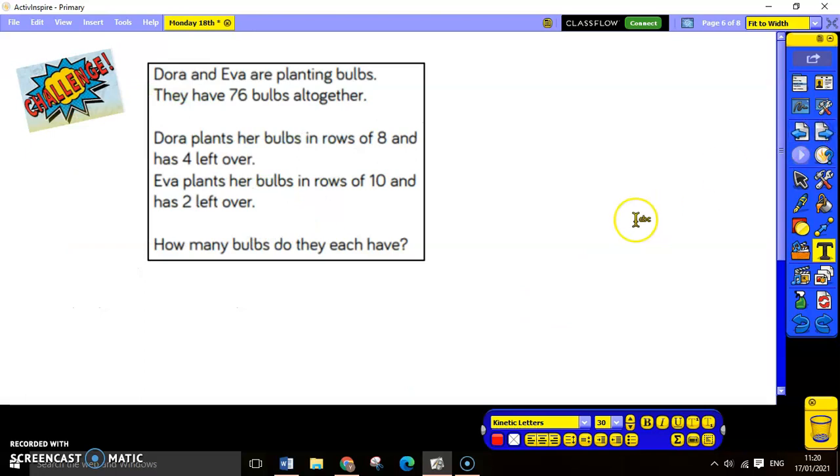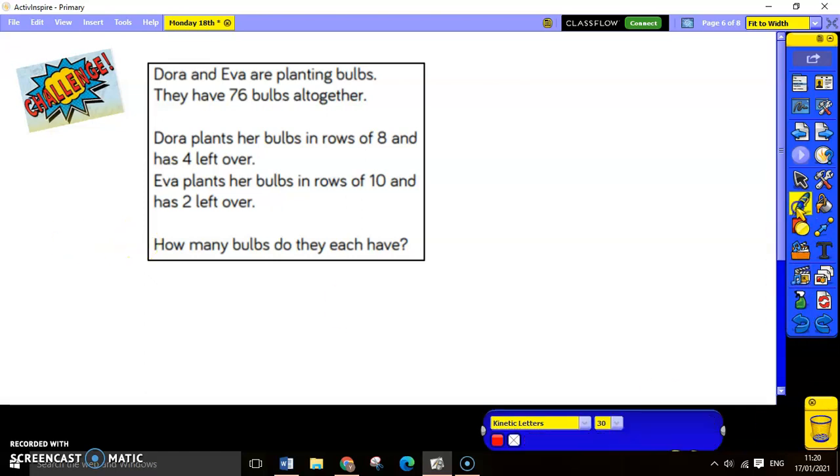Right, well, I think we're on to question number 4. Now this one is quite tricky, so that's why I've put our little challenge here. But again, let's interrogate the question. Let's read it through first all together and then try and find out what we know and where we could start. So it says, Dora and Eva are planting bulbs. They're like little things that go in the garden that grow flowers. They have 76 bulbs all together. So there are 2 of them, they've got 76 bulbs.